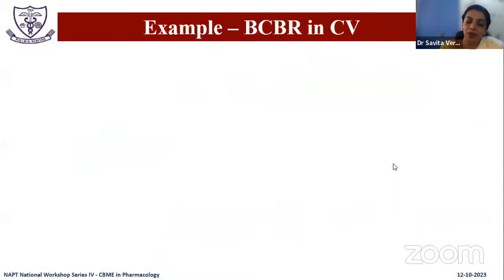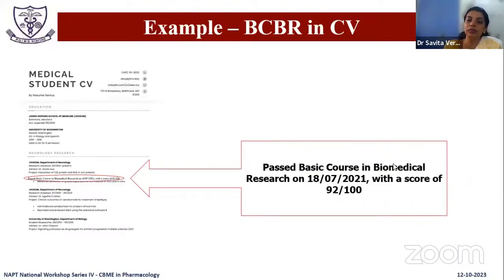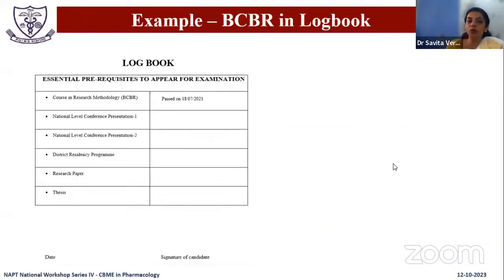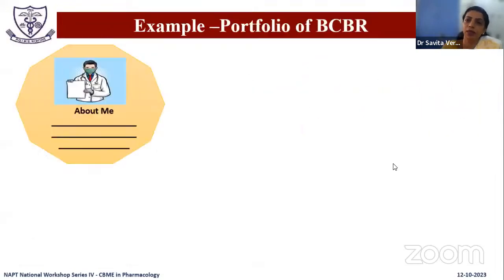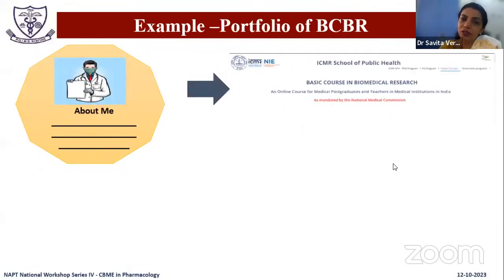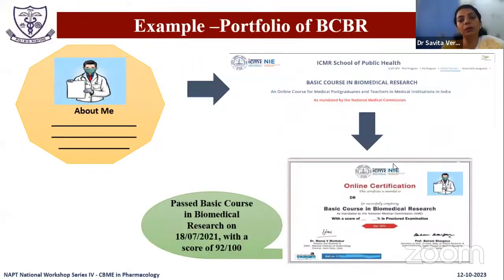Let's see an example. All of you are aware now that the basic course in biomedical research is mandatory for all the postgraduates, residents, as well as for the faculty. For the postgraduates, because they have to appear in their exams, and for the faculty, for promotions. This is how the basic course in biomedical research looks in a curriculum vitae. This is a logbook, where it is one of the essential criteria, and this is how we generally represent it in a logbook. Whereas in a portfolio, after an about me section, you can give a pictorial presentation. This is one of the examples of how it looks in a portfolio.